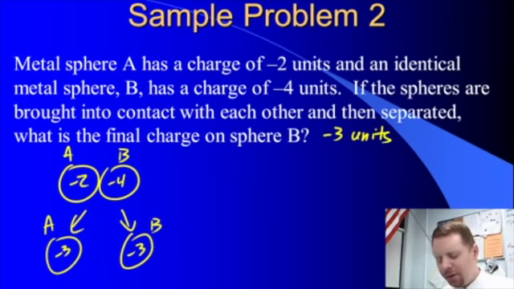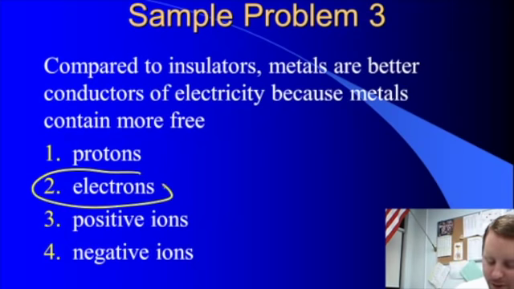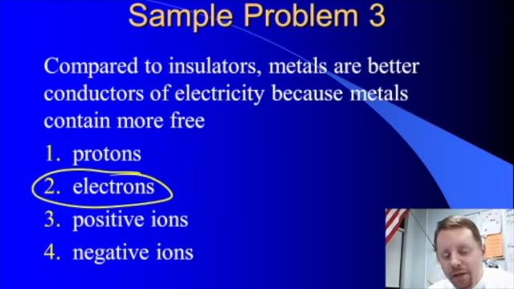Let's take a look at one more sample problem here. Compared to insulators, metals are better conductors of electricity because metals have more free charge carriers. That makes them a good conductor, and almost always the charge carrier is going to be electrons. So here we're talking about more free electrons in the metal.